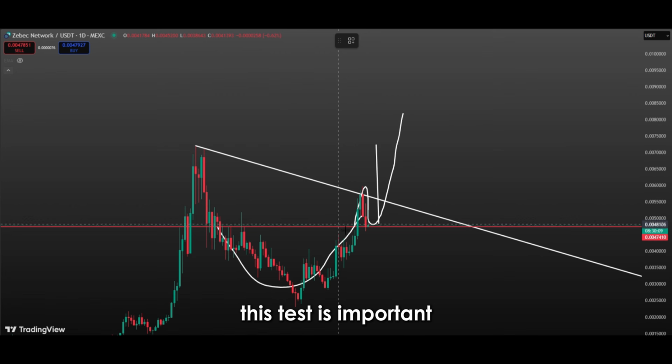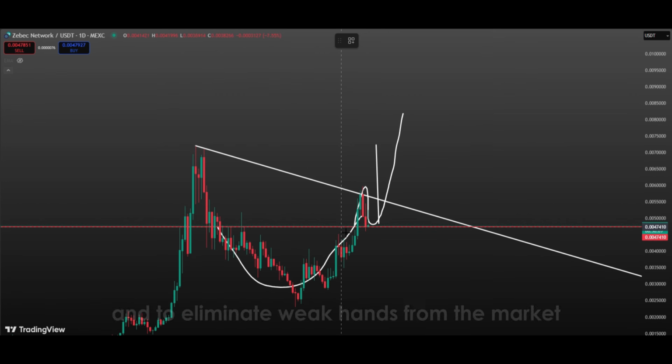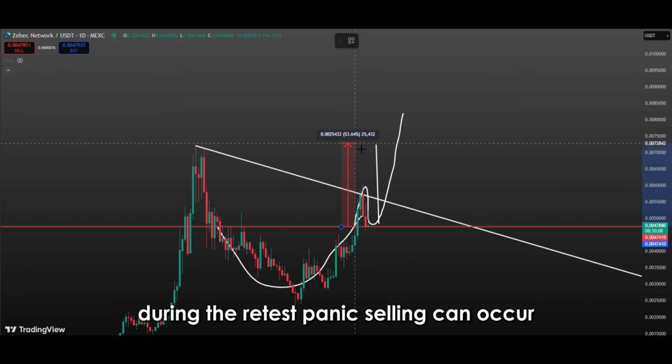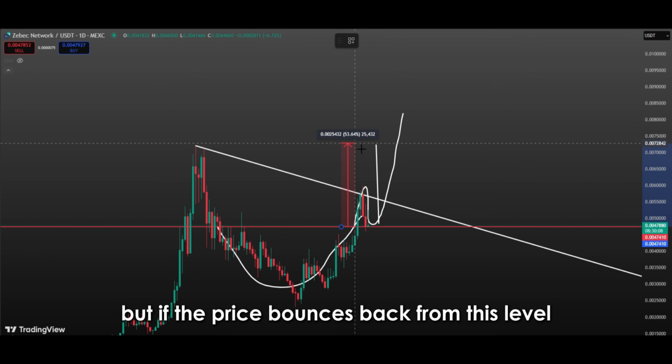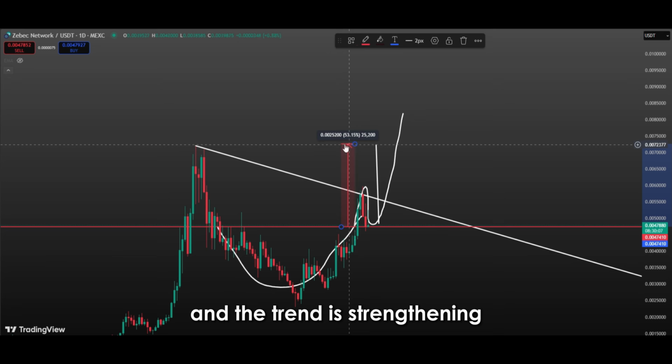This test is important both to confirm that the previous resistance has now become support and to eliminate weak hands from the market. During the retest, panic selling can occur, but if the price bounces back from this level, it shows that buyers are in control and the trend is strengthening.